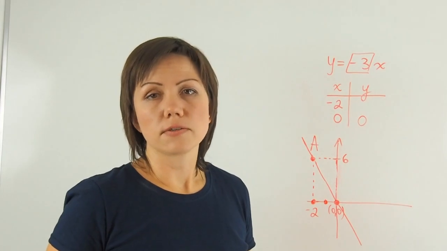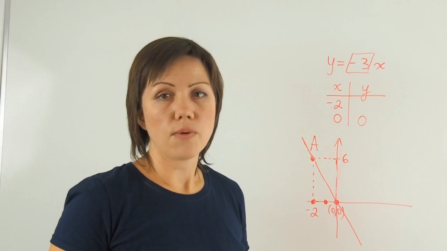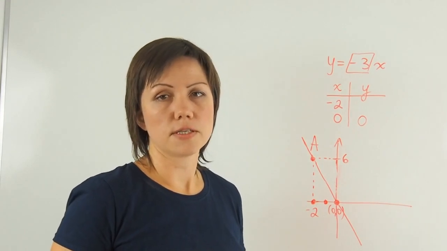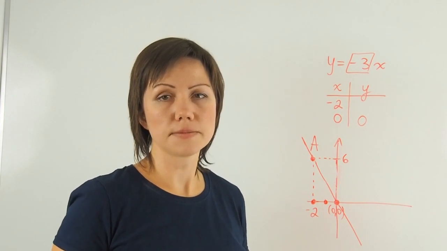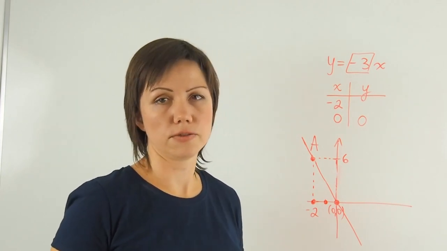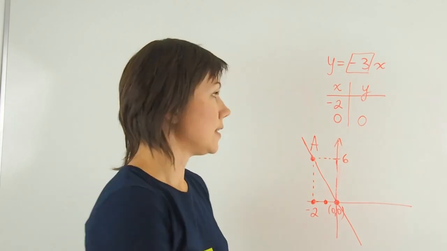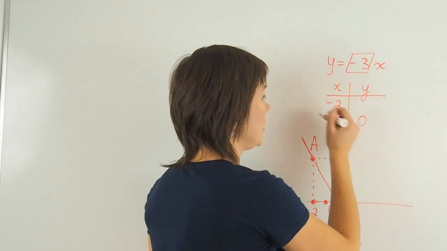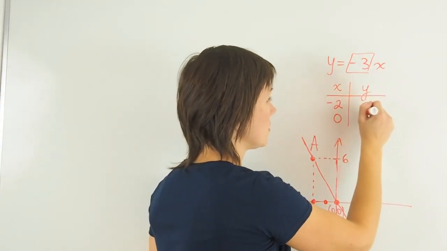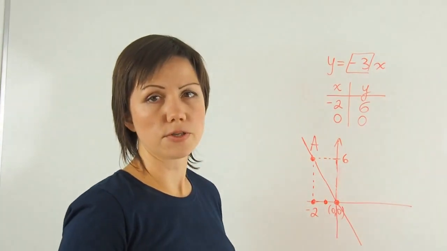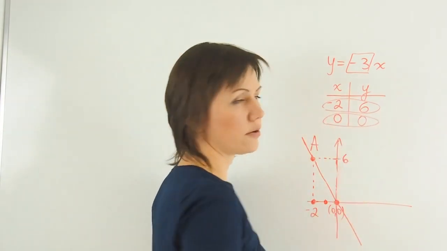In order for us to graph this function, we need to have at least 2 points. So one of them I've already discovered. It's 0, 0. And then the other one, I can choose any value of x and substitute it into the equation to solve for y. So say I take negative 2. Negative 2 goes in for x. Negative 2 times negative 3 is positive 6. This is my point number 2. So ordered pair number 1 and ordered pair number 2.